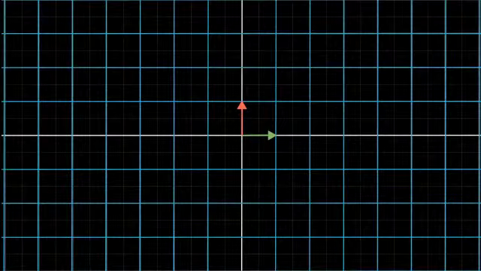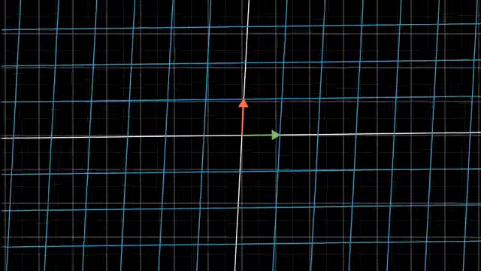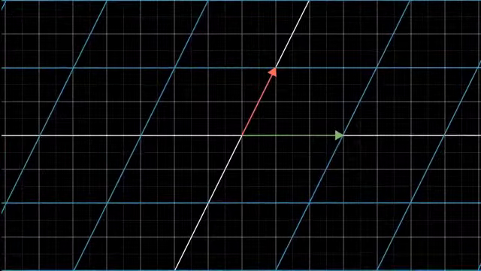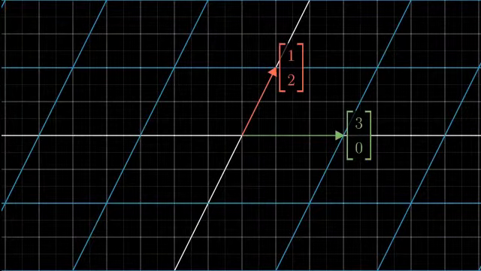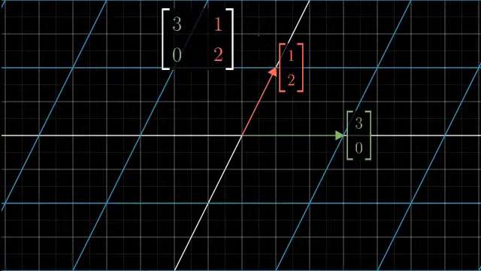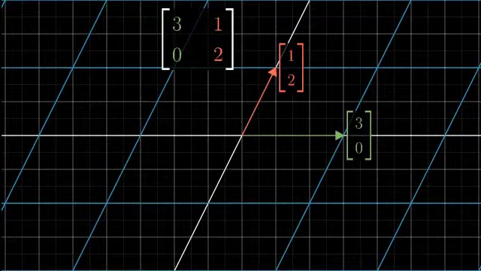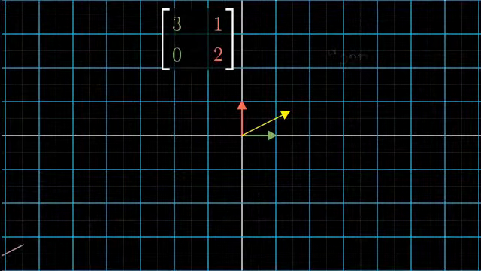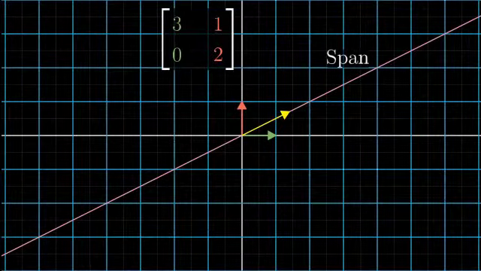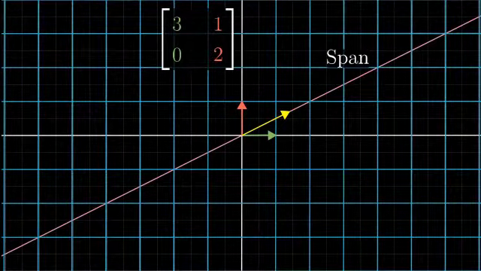To start, consider some linear transformation in two dimensions, like the one shown here. It moves the basis vector i hat to the coordinates (3, 0), and j hat to (1, 2). So it's represented with a matrix whose columns are (3, 0) and (1, 2). Focus in on what it does to one particular vector, and think about the span of that vector, the line passing through its origin and its tip.